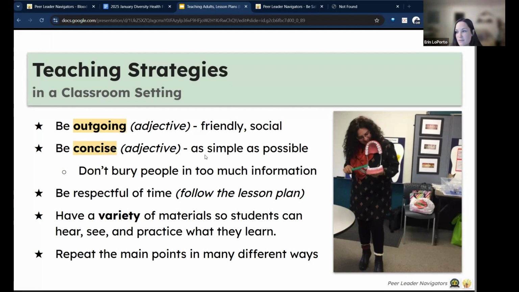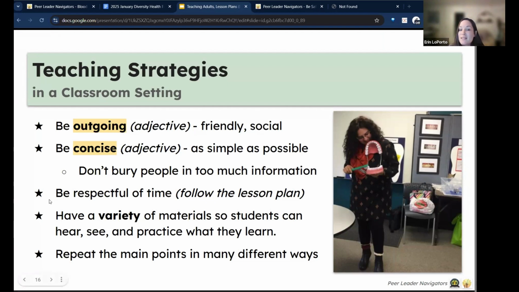Don't bury them in too much information, because everybody knows what it feels like when you stay in an hour-long class and you're like, I remember some of that, but not most. And it's always going to be the case. So just really be careful not to give them too much, because it's always going to be a little bit too much. So don't go over.